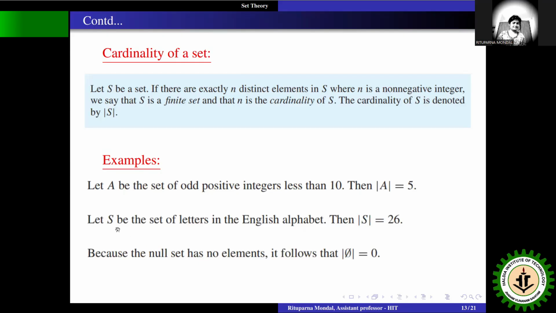And here the set S is the set of letters in the English alphabet. So, in the English alphabet, there are 26 letters. So, the cardinality of S equals 26. And what is the cardinality of a null set? The cardinality of the null set equals 0, because it doesn't contain any element. So, the cardinality of a null set equals 0.